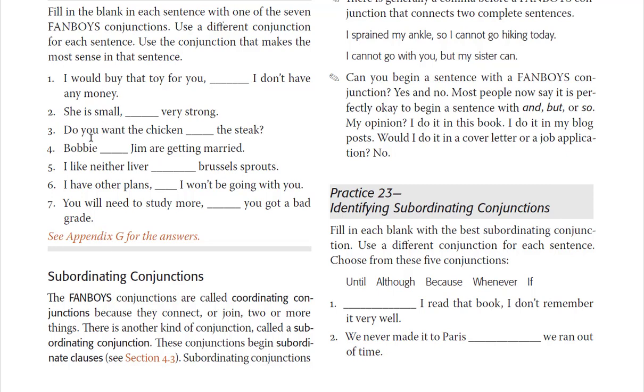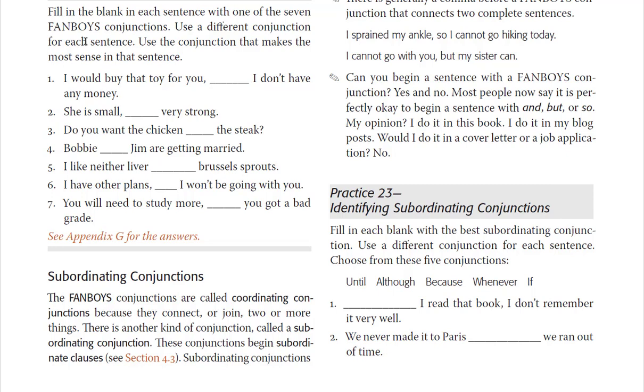is very strong. Do you want the chicken or the steak? Bobby and Jim are getting married. I like neither liver nor Brussels. I have other plans, so I won't be going with you. You will need to study more, so that you don't get a bad grade or something like that. Whenever you use fanboys, yet you got a bad grade. And so whenever you use fanboys, coordinating conjunctions can combine sentences or words or verbs together.